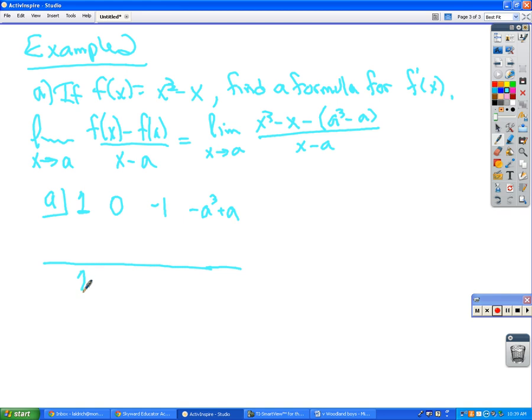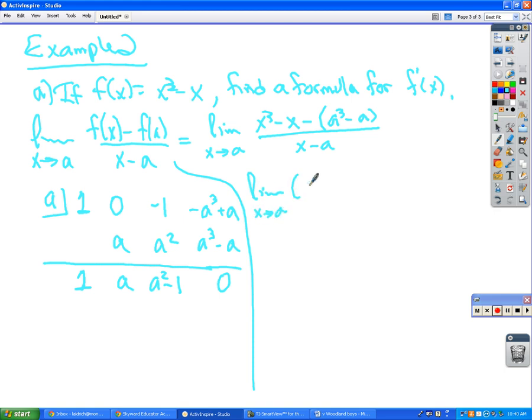Okay, so bring the 1 down. A times 1 is just a. 0 plus a is a. A times a is a squared. A squared plus negative 1 is a squared minus 1. And then a times that is a cubed minus a. So those cancel and give me 0.